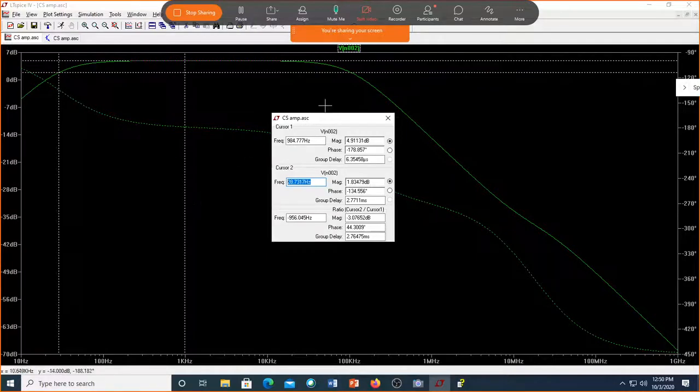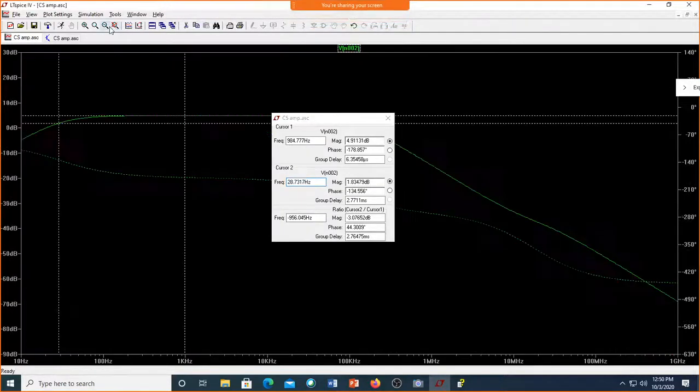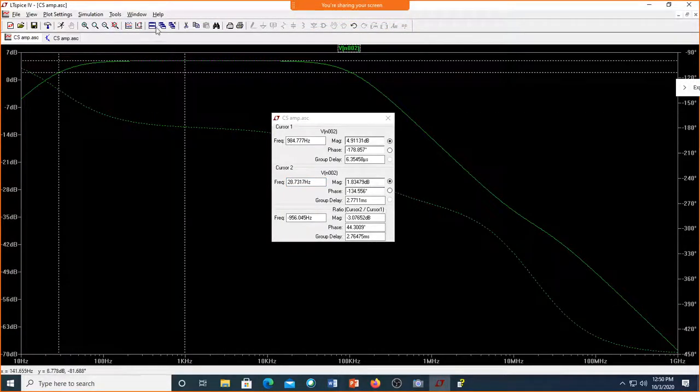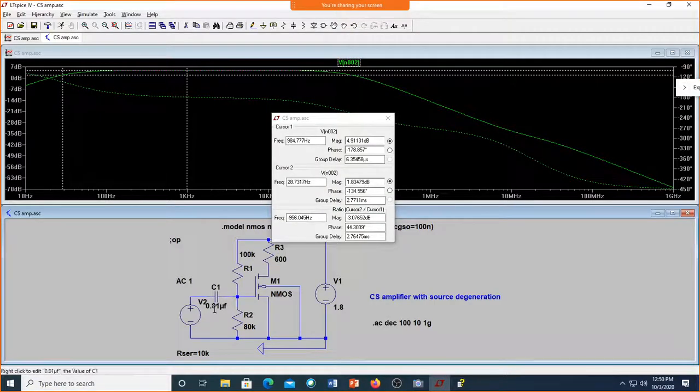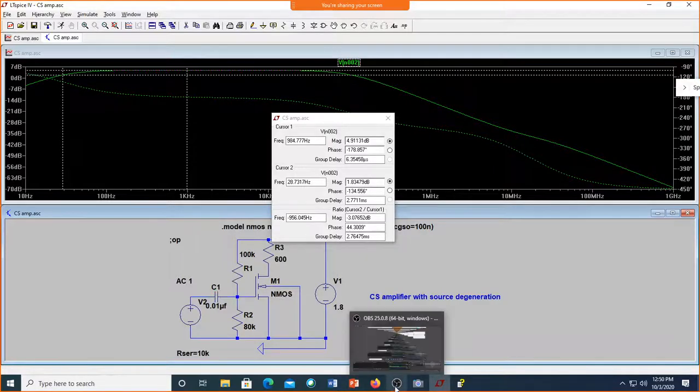Now suppose you are not believing me, let me change the capacitance value to 0.01. See, I made it 0.01. What did I do? I reduced the capacitance by 10 times. So what should happen to your F1 now?